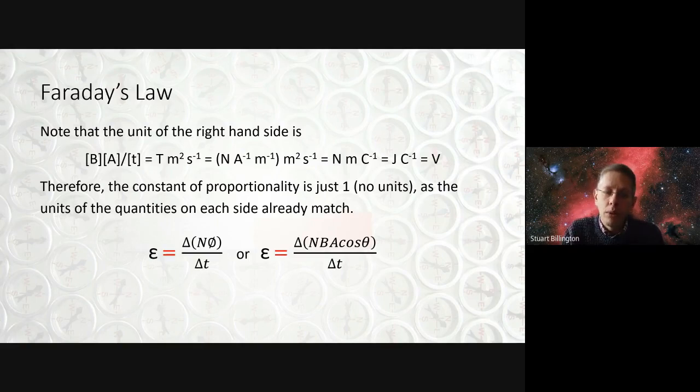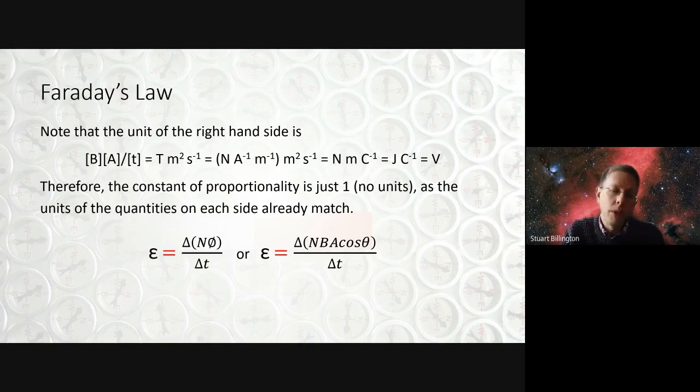We then note that the tesla, remember, is 1 newton per amp metre from the definition in the formula F equals BIL. And when you work the algebra with all of those letters, it comes out as a newton metre per coulomb, and a newton metre is a joule. So we've got joules per coulomb, which is the volt, which is the unit of EMF.